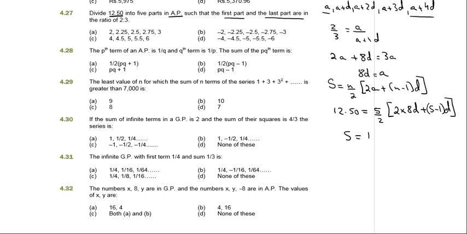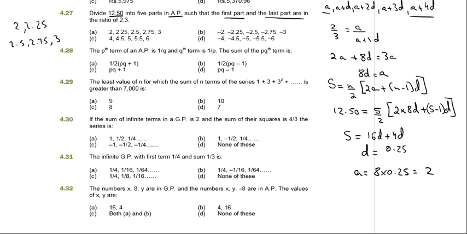5 is equal to 16D plus 4D, which is 20D, and D therefore will be equal to 5 divided by 20, which is 0.25. Our A is 8D. 8 into 0.25 is equal to 2. So the terms will be 2, 2.25, 2.5, 2.75, and 3. A will be our answer.